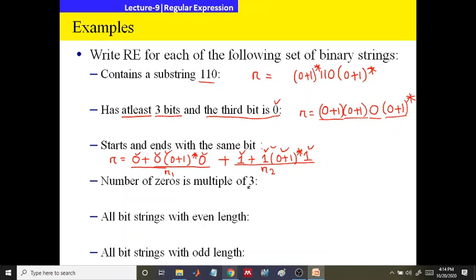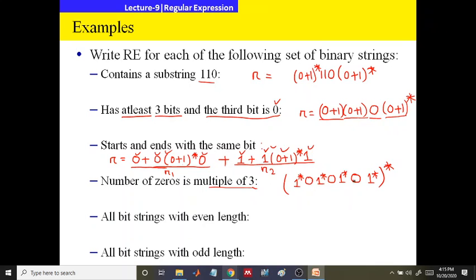Now, number of zeros is a multiple of 3. There is no constraint on ones, but the number of zeros should be a multiple of 3. So what we will do? There should be 3 zeros. Now ones may be at any place, so 1 star, 1 star, 1 star, 1 star. Similarly, now it's any number, it's any number means the whole bit string star.